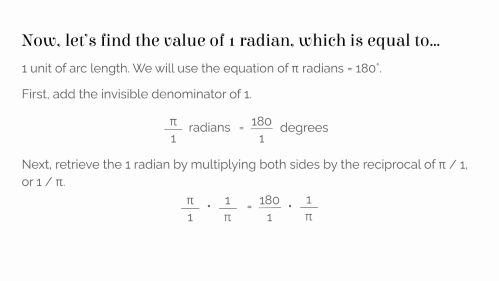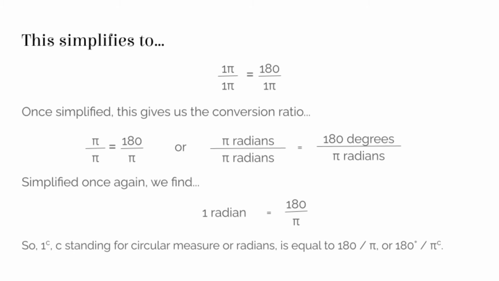First, add the invisible denominator of 1. Pi over 1 radians equals 180 over 1 degrees. Next, retrieve the 1 radian by multiplying both sides by the reciprocal of pi divided by 1, or 1 divided by pi. The resulting equation is pi over 1 multiplied by 1 over pi equals 180 over 1 multiplied by 1 over pi. This simplifies to 1 pi divided by 1 pi equals 180 divided by 1 pi.